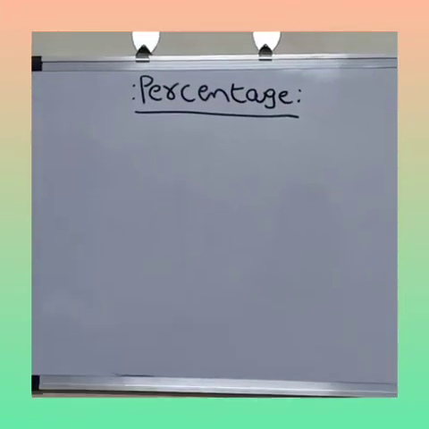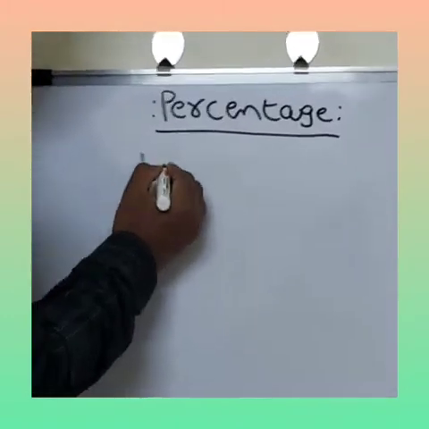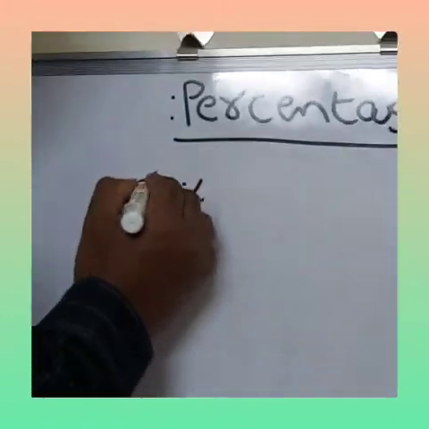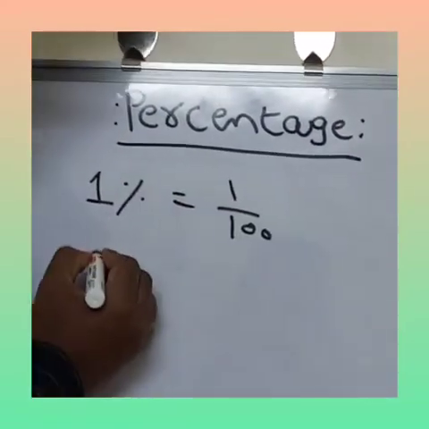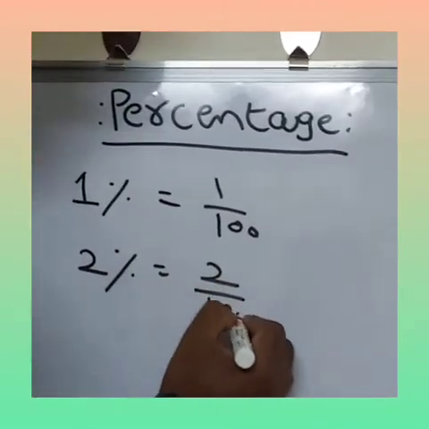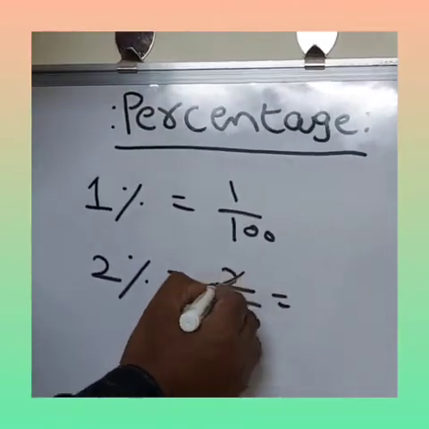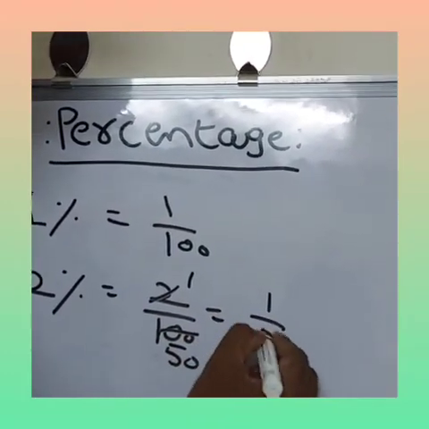Now we will discuss some very basic concepts of percentage. What is the equivalent value of 1%? That is 1 by 100. What is the equivalent value of 2%? That is 2 by 100. When we convert to the equivalent, 2 ones are 2, 2 fives are 10, so that is 1 by 50.